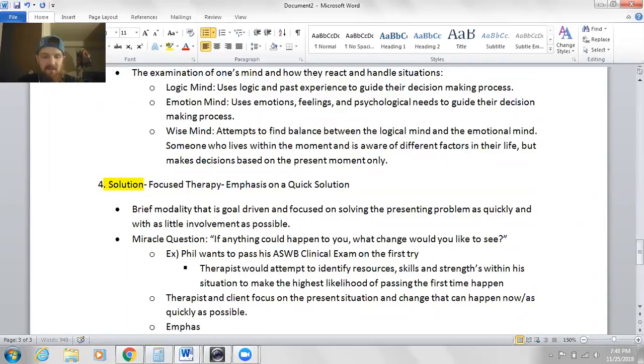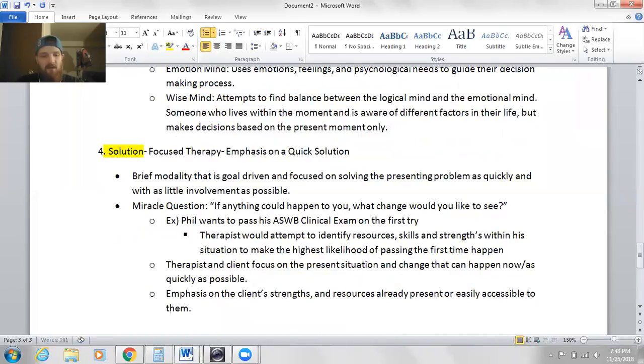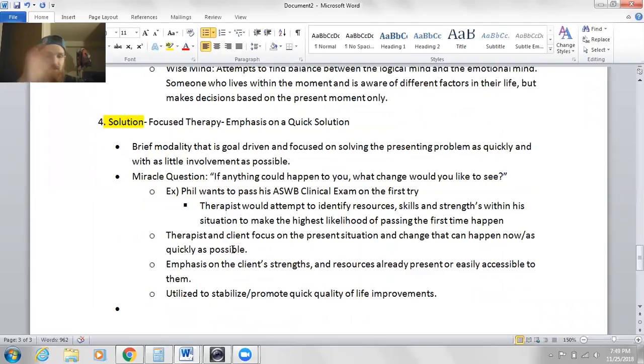So the emphasis is on the client's strengths and resources already present or easily accessible to them. We're not trying to make long-term change here. It's like immediate, like pow. So this is utilized to stabilize and promote quick quality of life improvements. So that is what solution is.